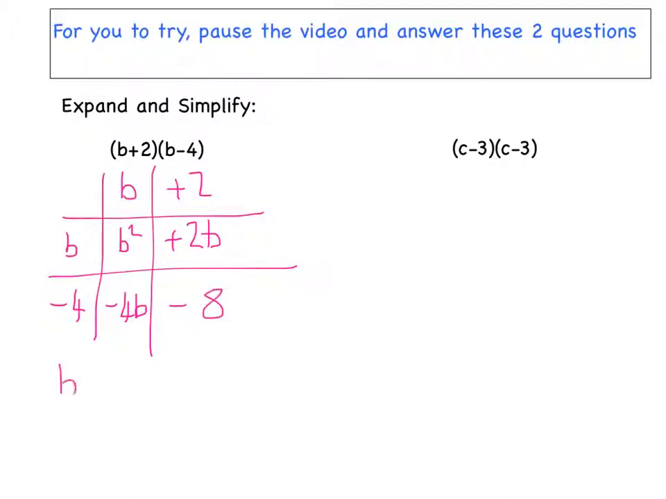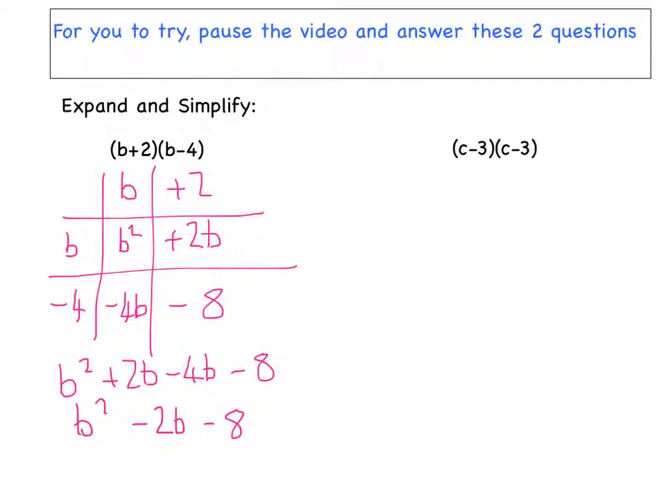I get my answers out of my grid: b squared plus 2b, subtract 4b, subtract 8. I can see that if I've got 2b and I'm subtracting 4b, that will leave me with negative 2b. So my final answer is b squared, subtract 2b, subtract 8.